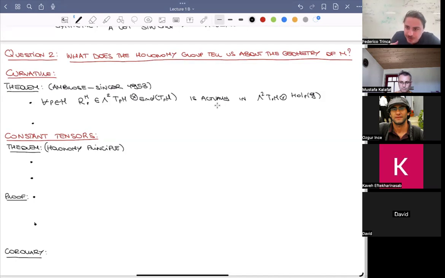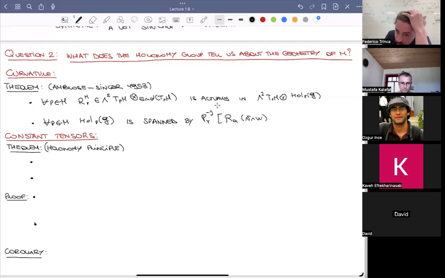And the second consequence is essentially a reverse of this statement. For every point in M, the holonomy algebra of the holonomy group is spanned by the following: P_γ^{-1} R_Q(V∧W) P_γ, for every Q in M, where R is the Riemann tensor, for every two vectors V, W in T_QM, and for every γ connecting P and Q. So essentially, it's telling us that the Riemann curvature tensor is very strictly related to the holonomy group.